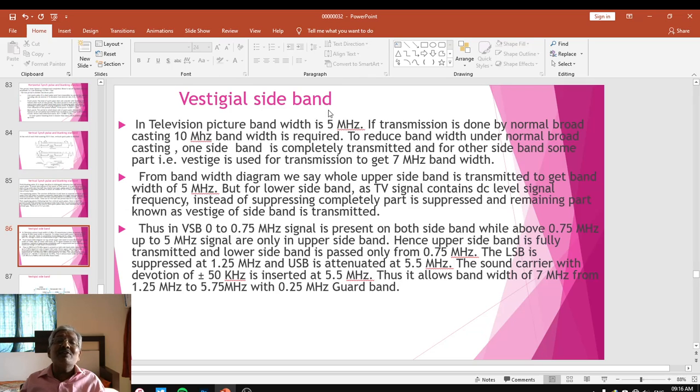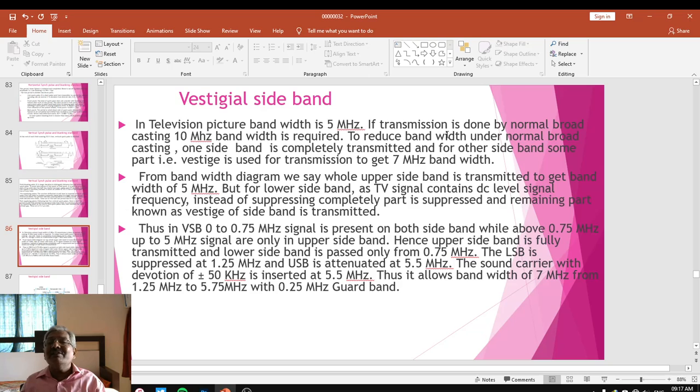Friends, we already introduced this in topic number 2. It is merely a repetition, but we are going to consider it as part of your syllabus. Let us see it line by line. In a television picture, the bandwidth is 5 MHz. Upper sideband is 5 MHz and lower sideband is 5 MHz. Total is 10 MHz, which means DSB bandwidth is 10 MHz. SSB bandwidth is 5 MHz. If transmission is done by normal broadcasting, 10 MHz bandwidth is required, meaning if DSB is used to transmit.